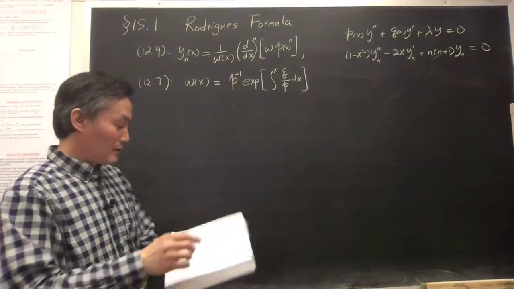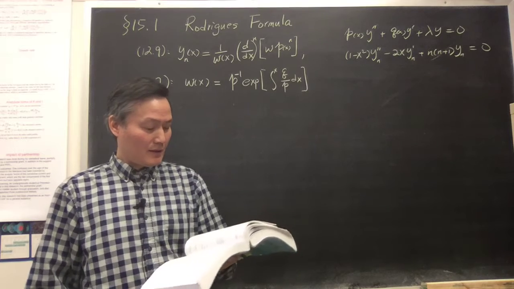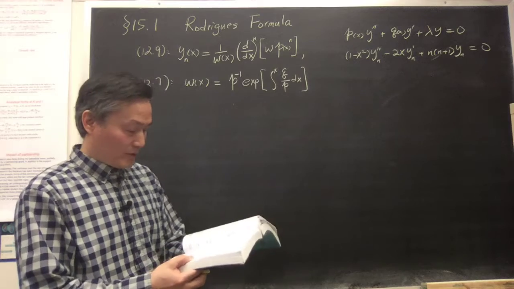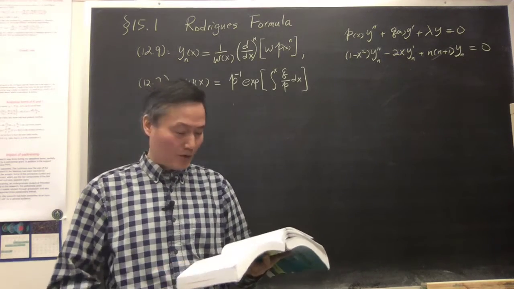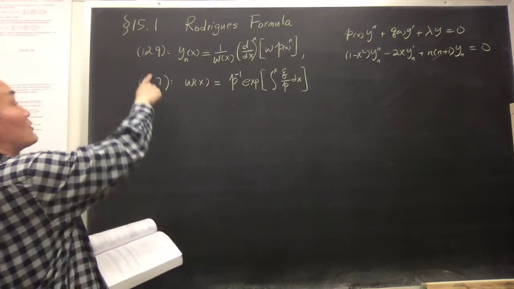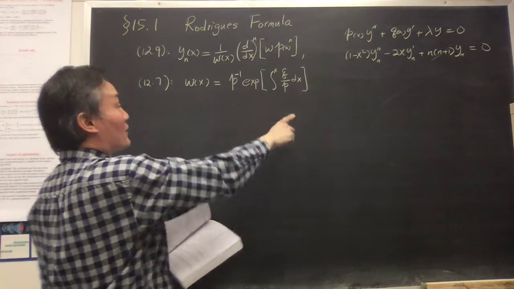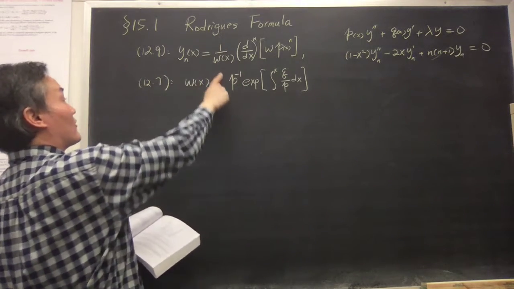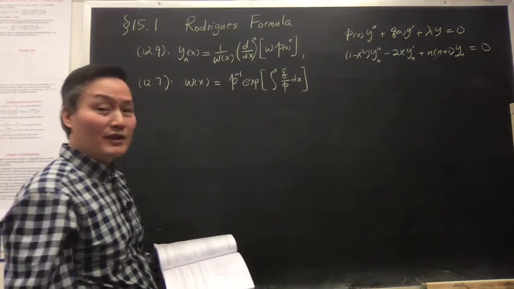Okay, we are in the last topic of section 15.1 about the Rodrigues formula. We have already talked about the Rodrigues formula for a general case for general orthogonal polynomials in section 12.1. So in section 12.1, we have the general formula. So this is for equation of this form. Now this is the form of the Rodrigues formula with W given by equation 12.7.